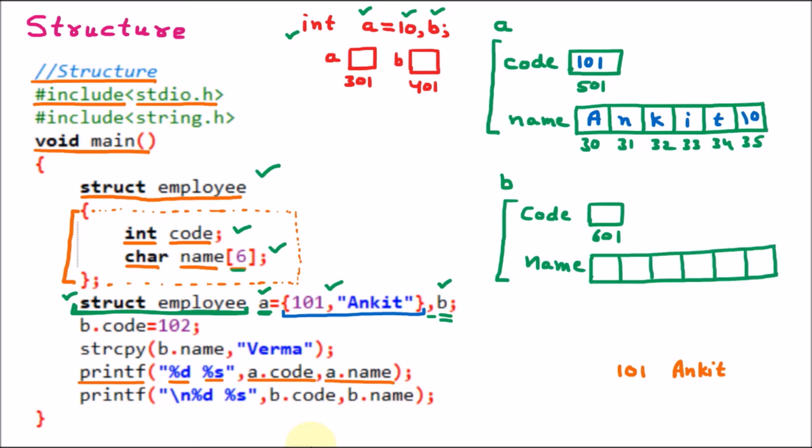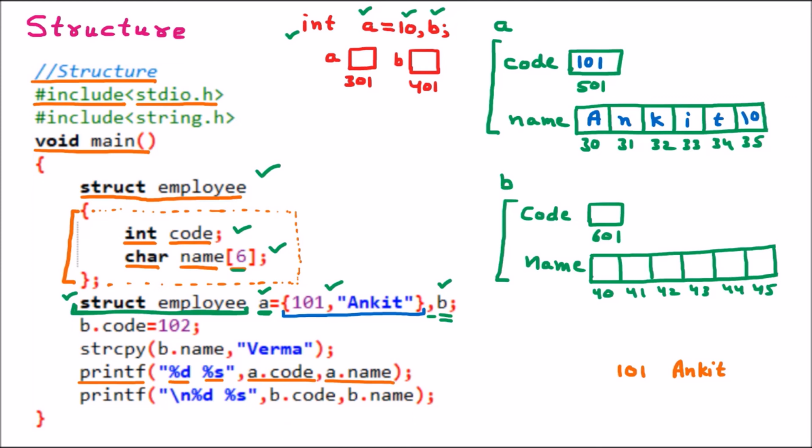This name is of character type and a character takes only 1 byte. So let us suppose that the first address is 40. This is the base address. Then the next will be 41, 42, 43, 44 and 45. So this is how B has 2 further things: one is code and the second one is name.